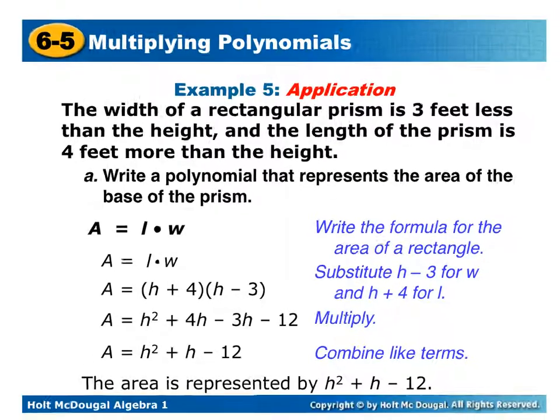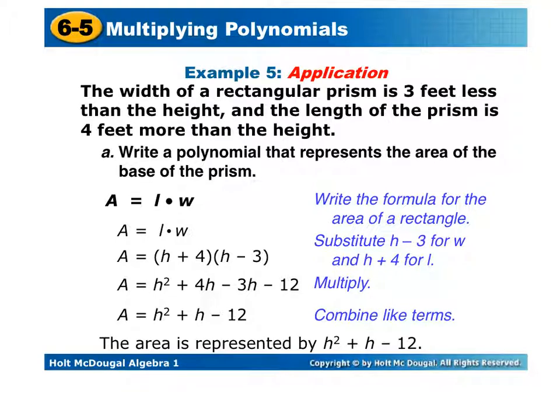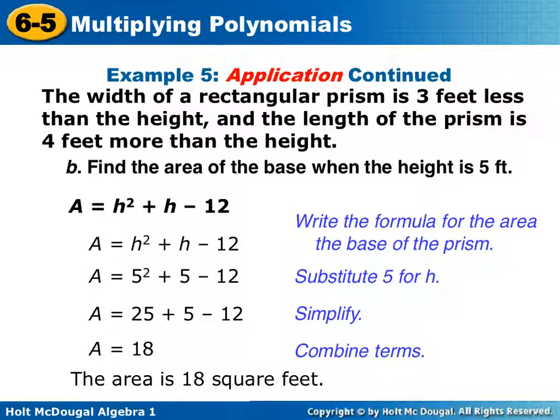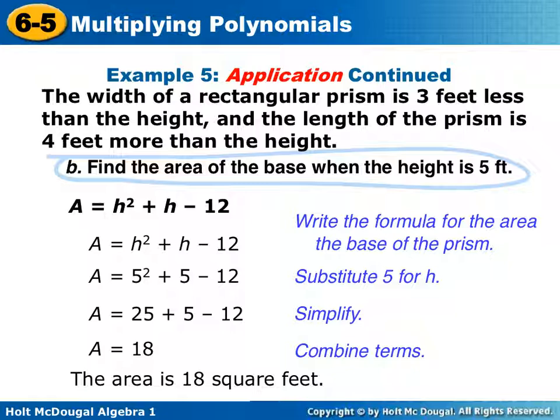The length of the prism is 4 feet more than the height. Write a polynomial that represents the area of the base of the prism. So if you read here, 3 feet less than the height. So that's why they did h minus 3. And then for here, 4 feet more than the height, that would be adding, and then they FOILed it because area is length times width. And again, here is their FOILed answer. And then part B of it said, after you FOILed it, plug in 5 for the height.